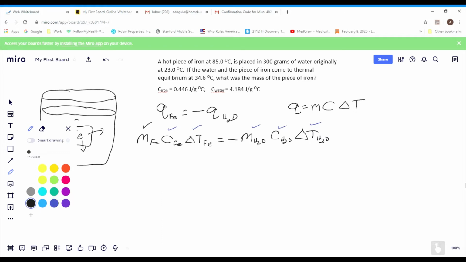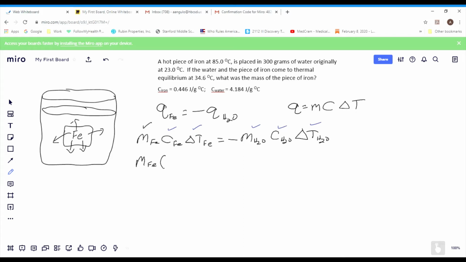Now let me go back to this. So let's plug in. Mass of iron is what we're looking for. Specific heat capacity of iron we're given up above here, 0.446 joules per gram degree Celsius. So it's going to be 0.446 joules per gram degrees Celsius times the delta T of the iron.